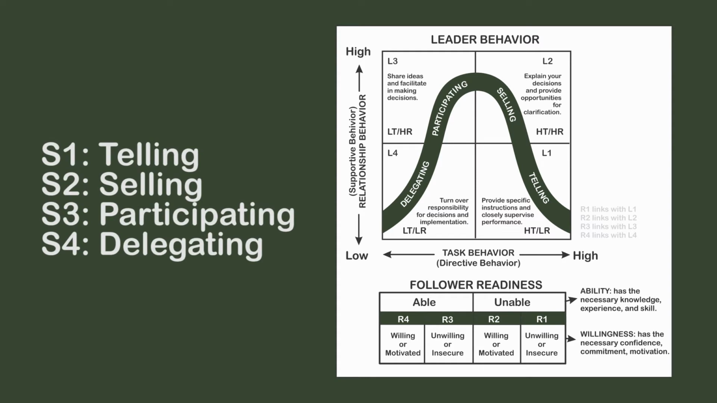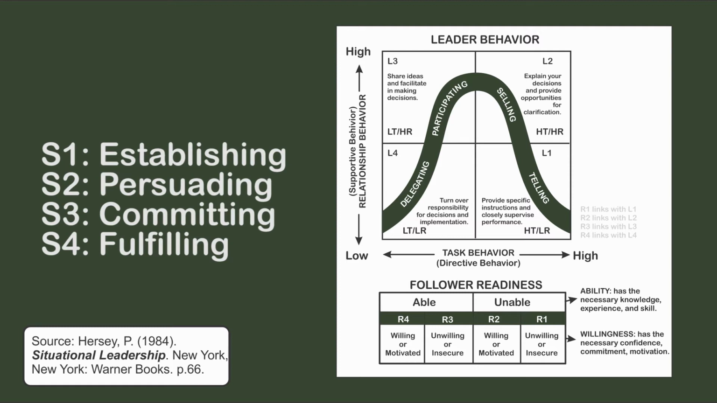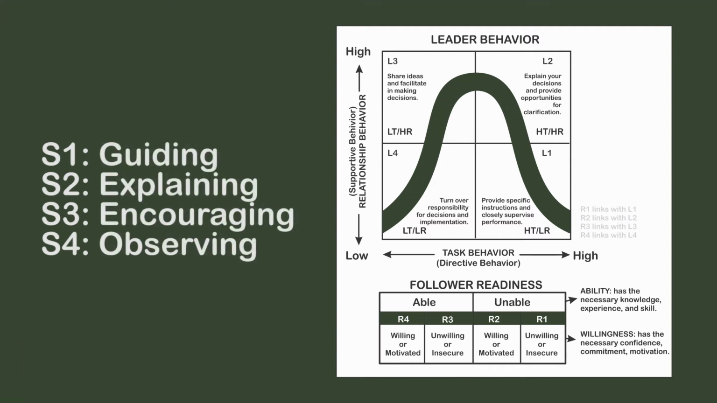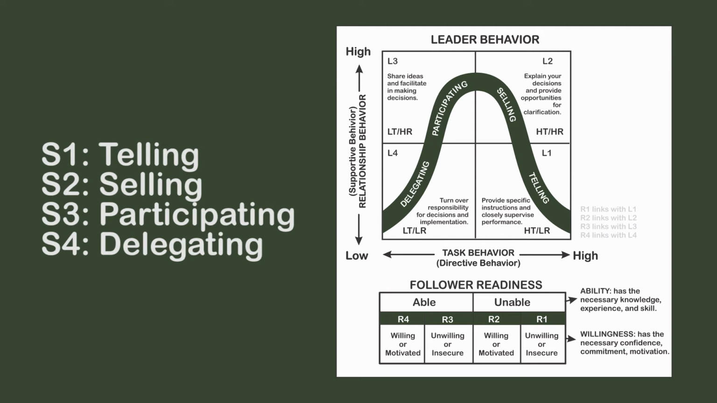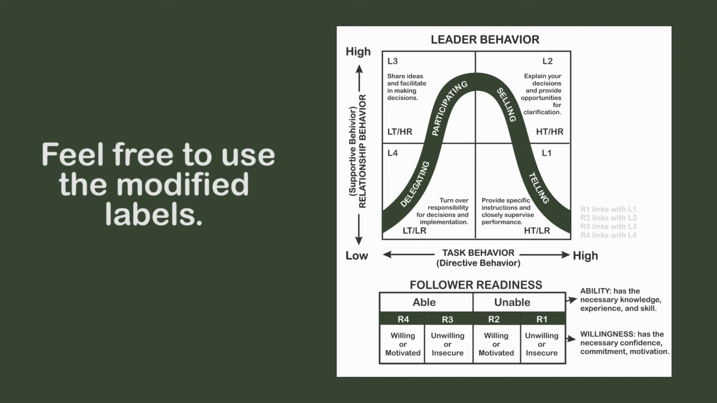Hersey is flexible on the labels and offers several alternatives. He notes that you may feel uncomfortable with one or more of these words in some situations. They may not always describe what you intend to do. For the outdoor field, probably the best descriptors are guiding, explaining, encouraging, and observing. And this author suggests substituting clarifying for explaining. For the sake of ease and consistency, the original labels were used in this video. However, feel free to use the modified labels.